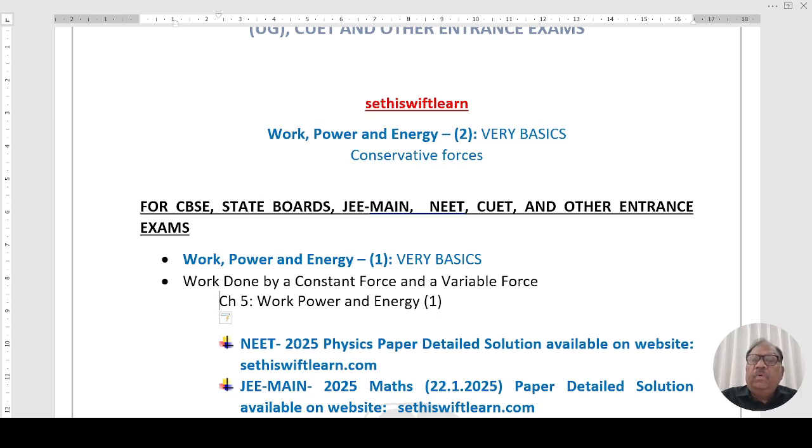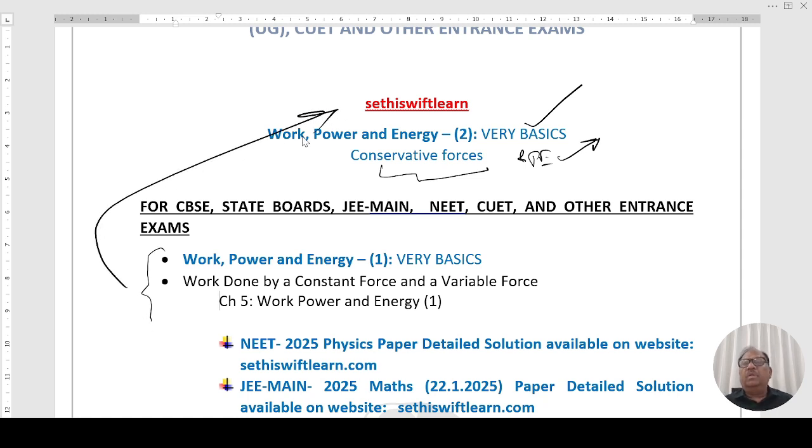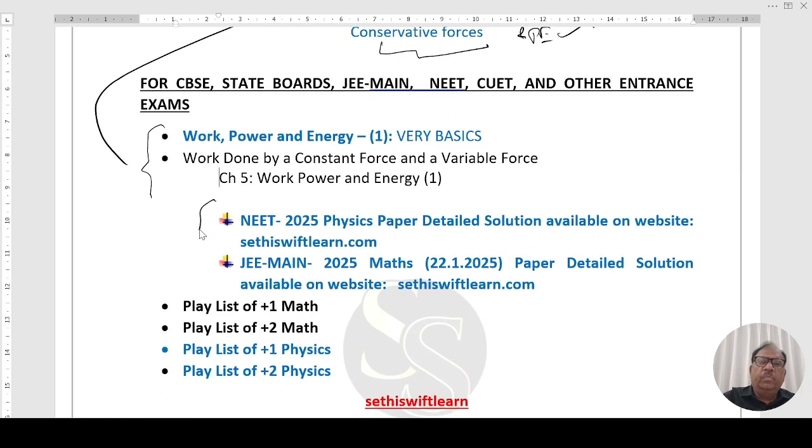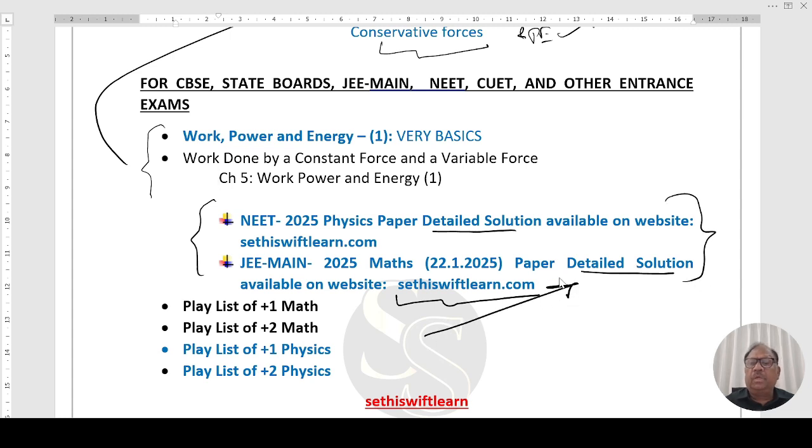In today's session of work, power, energy, very basics on conservative force and potential energy, we will discuss through illustrations. In earlier sessions we have gone through these, which you can review on statisticlaw.com. I would also like to say these two papers have detailed solutions available on statisticlaw.com. You can have the solutions by visiting the site.